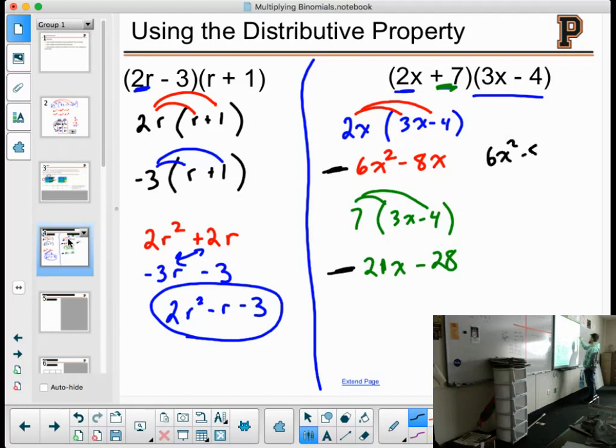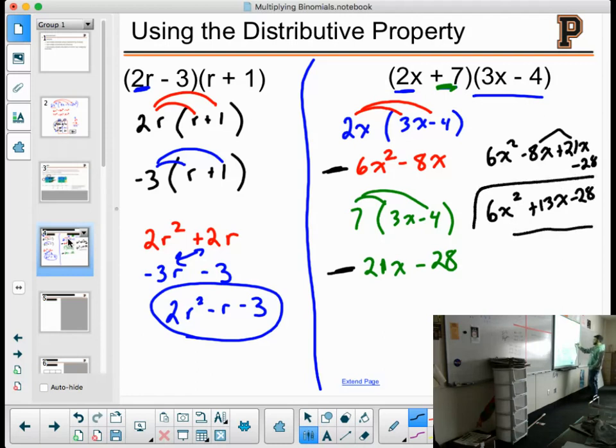6x squared minus 8x plus 21x, which will combine, and then minus 28. Now you see that these 2 terms are alike. We do want to put those together to make 6x squared. Let's see, negative 8 plus 21x is plus 13x and minus 28. So this would be our completed product. Okay, that is the expression that's actually 100% equal to 2x plus 7 times 3x minus 4. So this is using the distributive property technique. It's fine if you choose to do it.